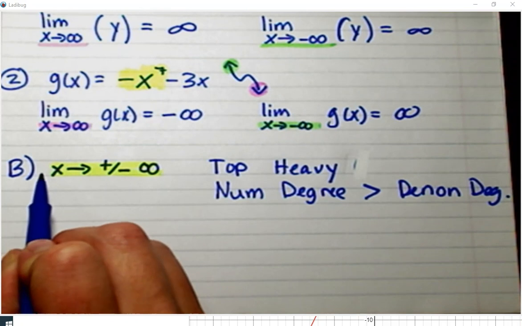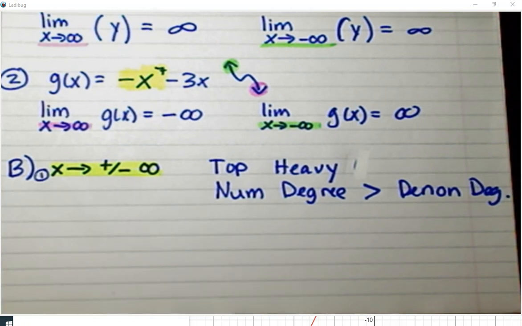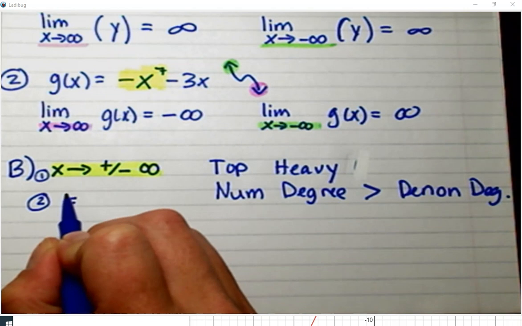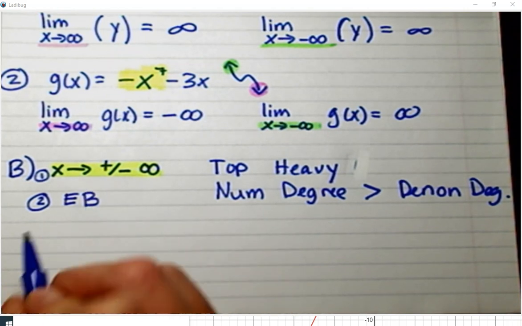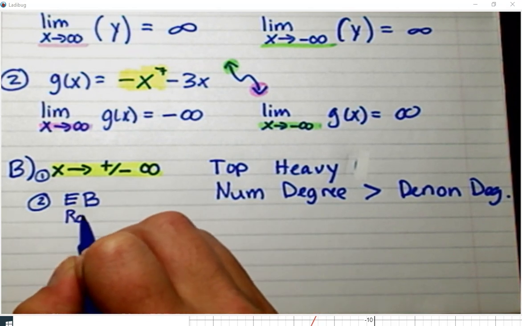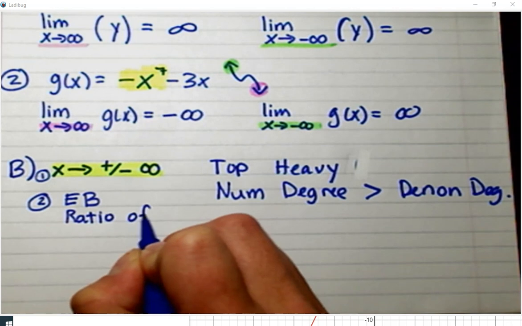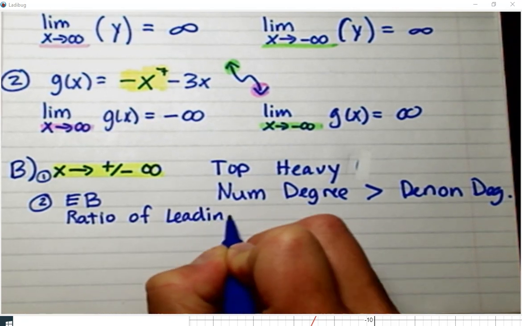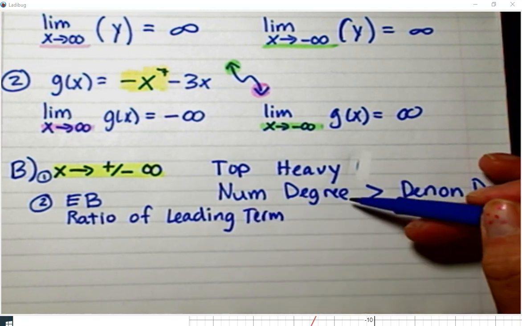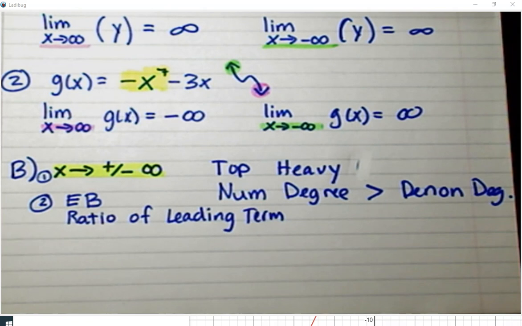Okay, so we know that we're looking at end behavior. This is going to be a top-heavy category. When I'm looking at end behavior, I'm looking at the leading terms. In this particular case, we're looking at the ratio of leading terms because we have two leading terms, one in the top of the fraction, one in the bottom.